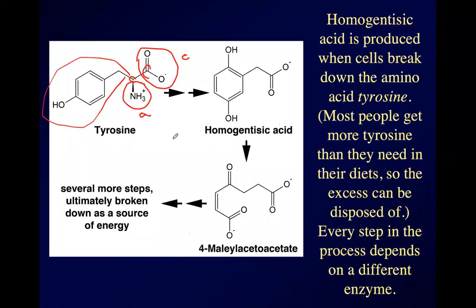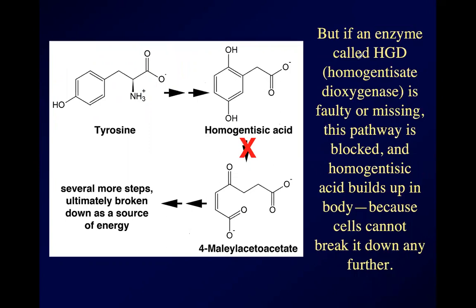Homogentisic acid is the stuff that builds up in the bodies of people that have alkaptonuria. Homogentisic acid normally gets converted by an enzyme to another compound called 4-maleylacetoacetate, and then that gets broken down by several more steps, and ultimately you can use this as an energy source. You can convert it to a form that you can break down for energy. Every one of those steps, every one of those arrows, depends on a different enzyme.